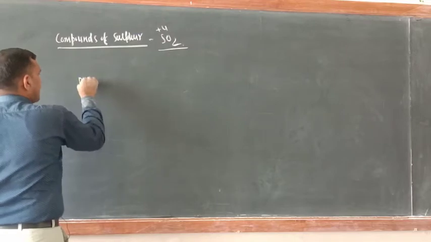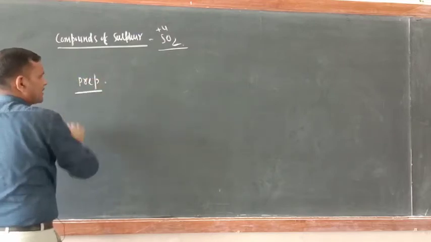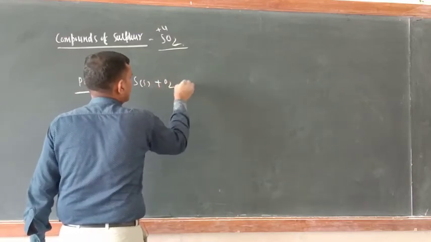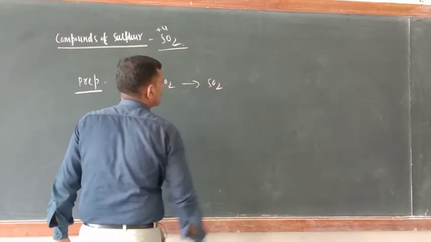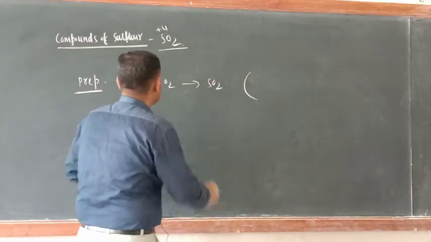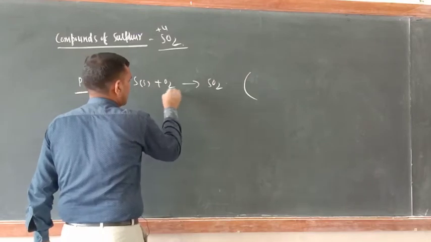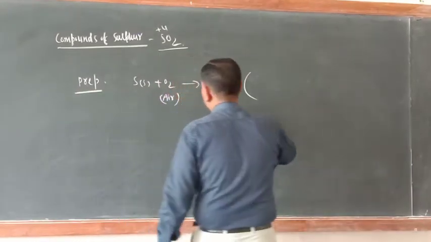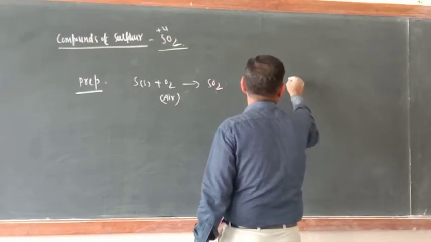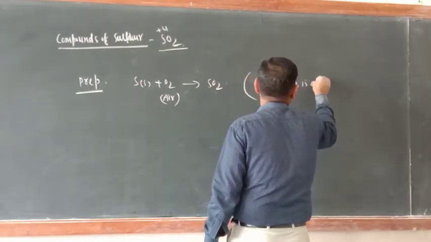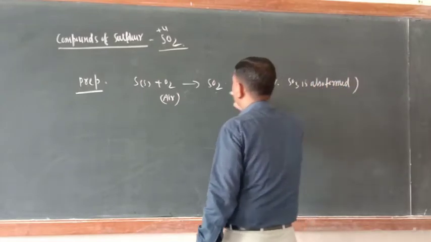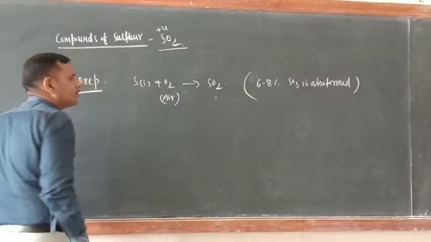The preparation of this one is very easy. Just see, I am not teaching the laboratory preparation yet. The normal preparation is when sulfur is treated with O2, oxygen from air, then SO2 is formed. But there is a problem. Try to understand, in this preparation, 6 to 8% SO3 is also formed. So the SO2 formed is not pure here, it is impure.